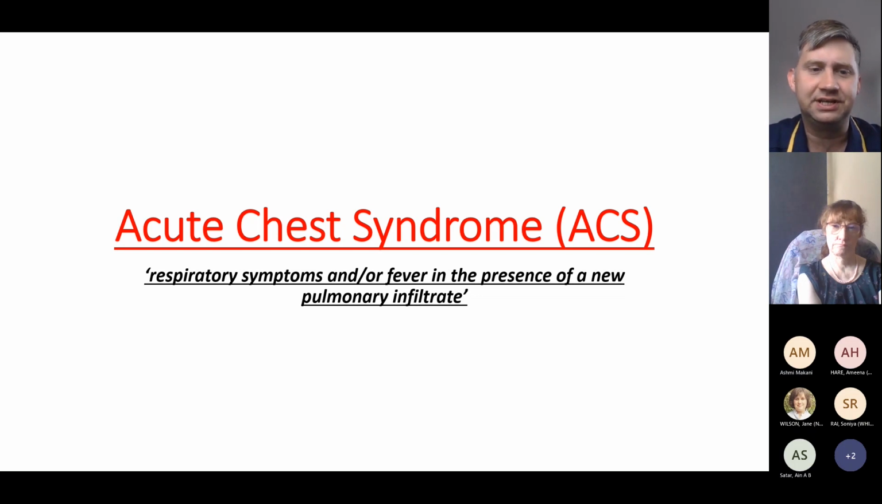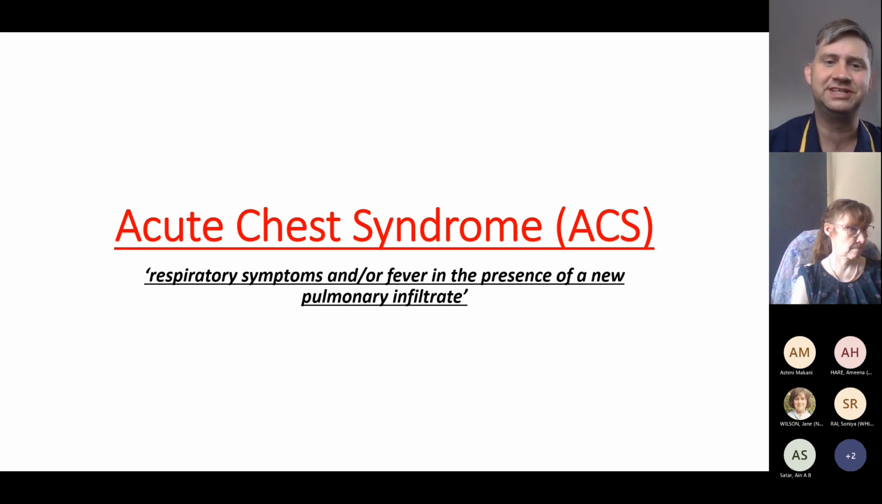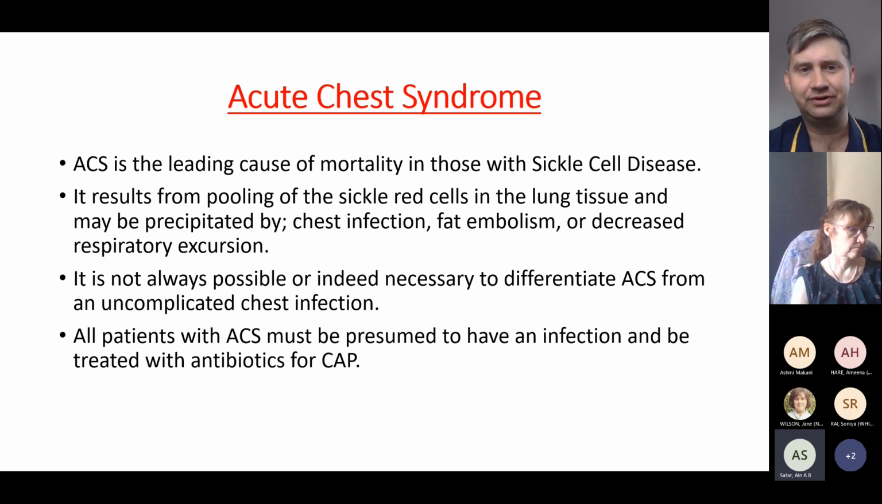Okay, so quickly, just acute chest syndrome. Anyone want to know what it is, how risky it is, how dangerous it is? So acute chest syndrome is respiratory symptoms and/or fever in the presence of a new pulmonary infiltrate. In itself, ACS is the leading cause of mortality in those with sickle cell disease. They become unwell quickly and deteriorate very quickly. And if we don't initiate treatment as soon as possible, they could pass away.